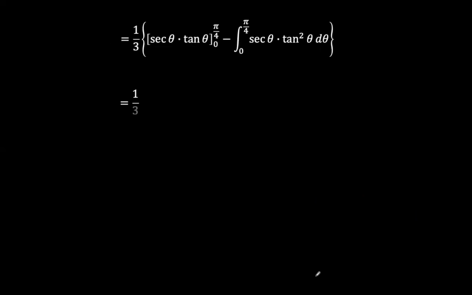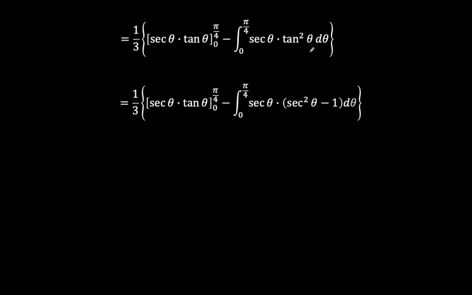Continuing, we can now express tan square theta in terms of sec theta. So tan square theta is the same as sec square theta minus 1. And so we are left with sec cube here and sec theta here.